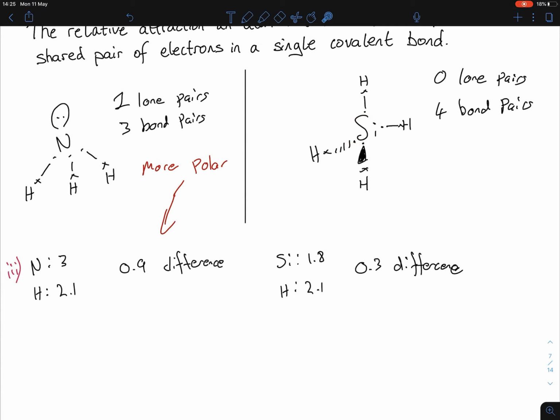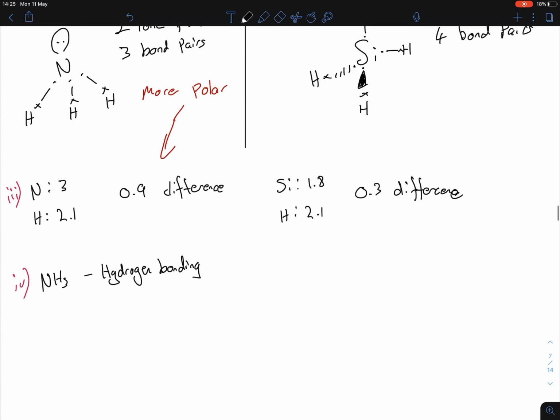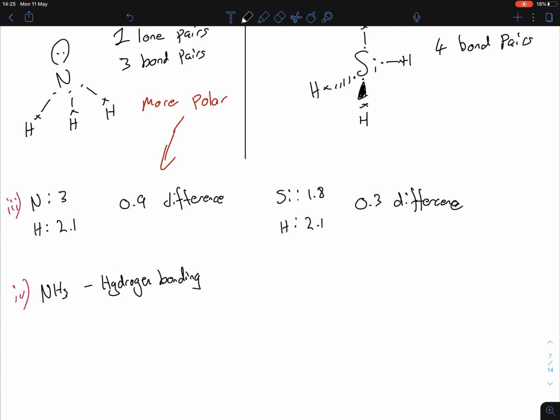So for IV now, guys, all you have to do is say NH3, hydrogen bonding, and then you have to say why. That's ammonia, by the way. All you need to say is that hydrogen is bonded to nitrogen, oxygen, or fluorine. To nitrogen, in this case, to be precise. That's it, guys, for IV.